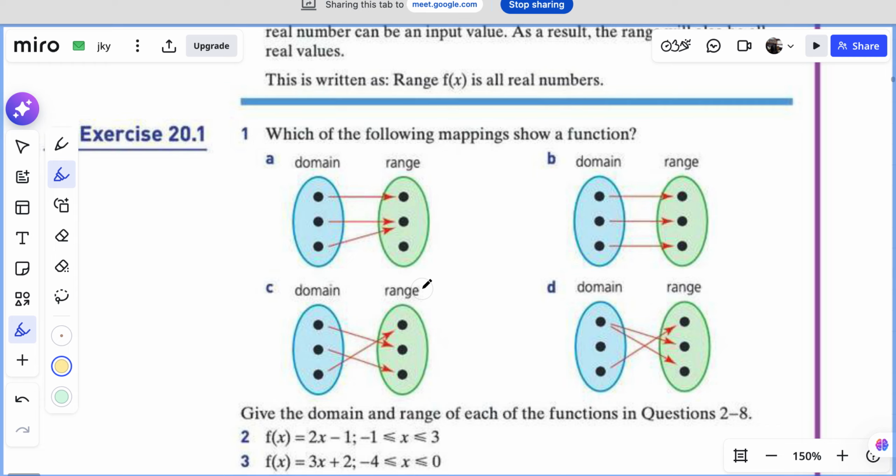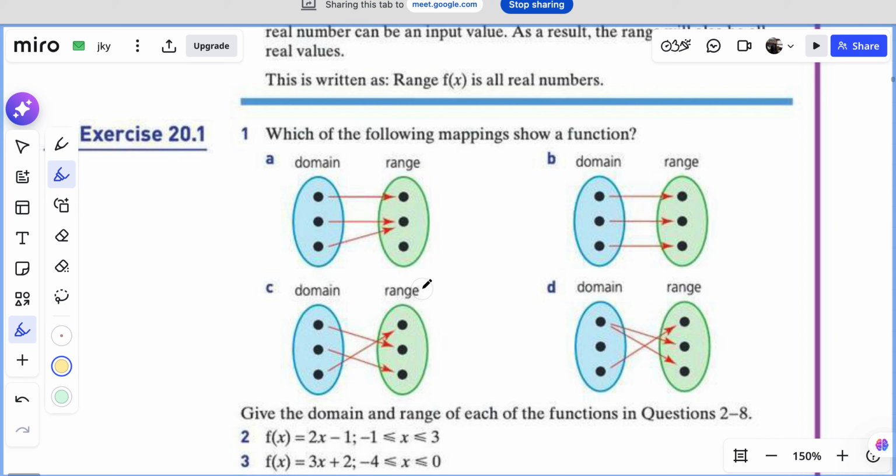Now what is a composite function? It means two functions that are embedded into each other, joined together and put into each other. In this case, they are going to give you f of x equals x plus 2, and they will give you g of x. Then they will tell you to find f g of x.